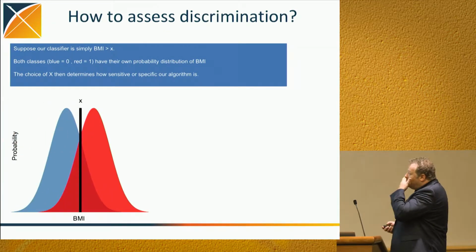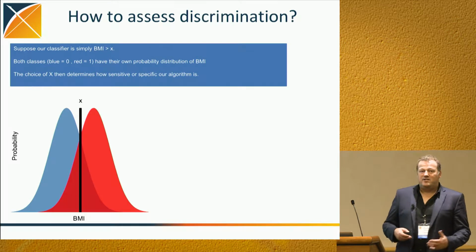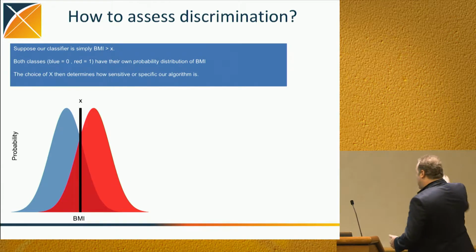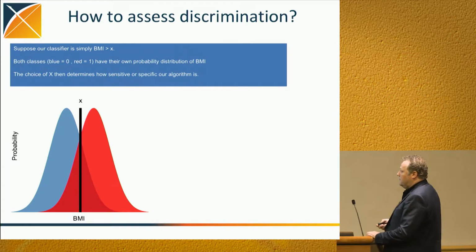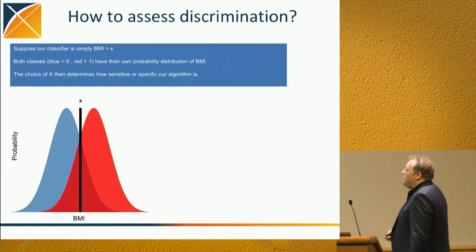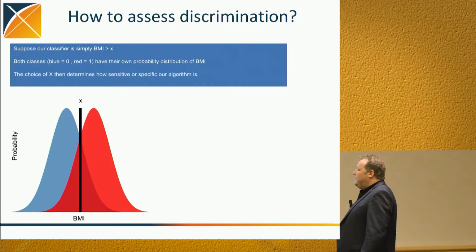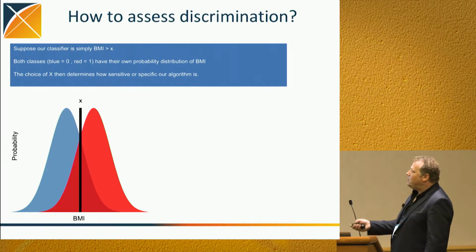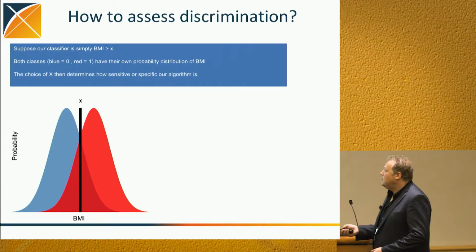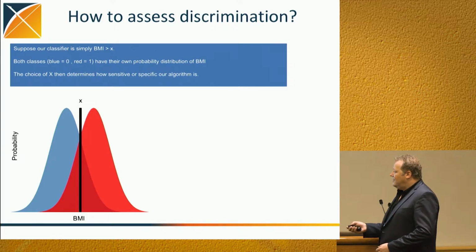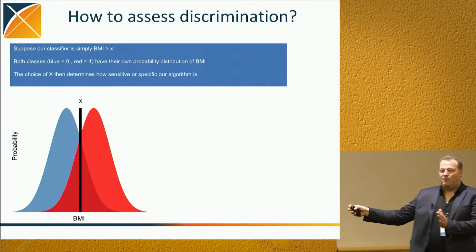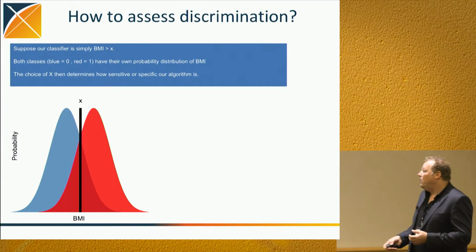So how to assess discrimination? Let's take a very simple example where we say our model is BMI above a certain threshold, and then that means we get some outcome. Suppose we have two classes here that have their own probability distribution. So people who do not get the outcome are zero, and those who get the outcome are one, red here in this image. So the choice of that X here, that level, determines how many of the people will, according to our prediction model, get the outcome and who will not get the outcome.